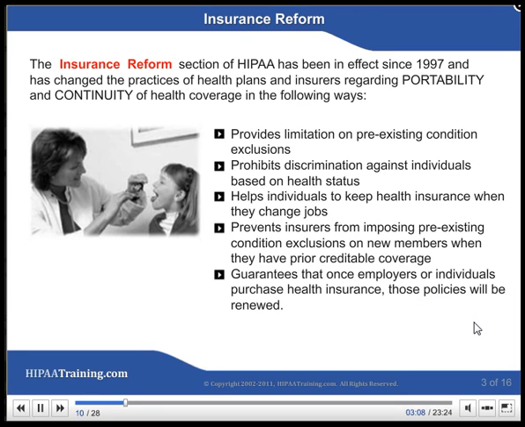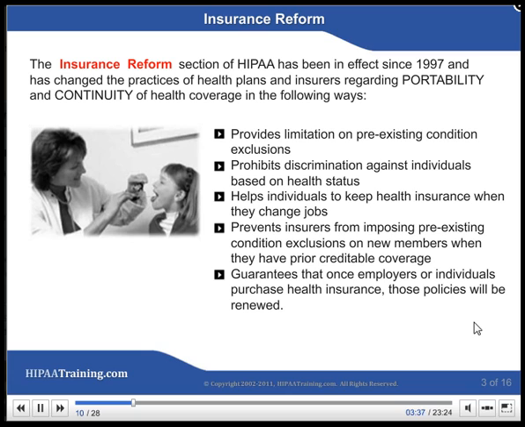Insurance reform. The insurance reform section of HIPAA has been in effect since 1997 and has changed the practices of health plans and insurers regarding portability and continuity of health coverage in the following ways. Provides limitation on pre-existing condition exclusions. Prohibits discrimination against individuals based on health status.